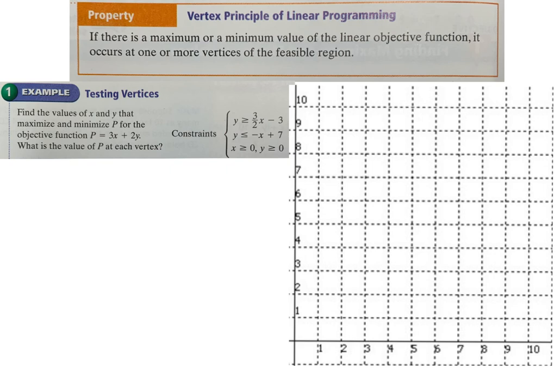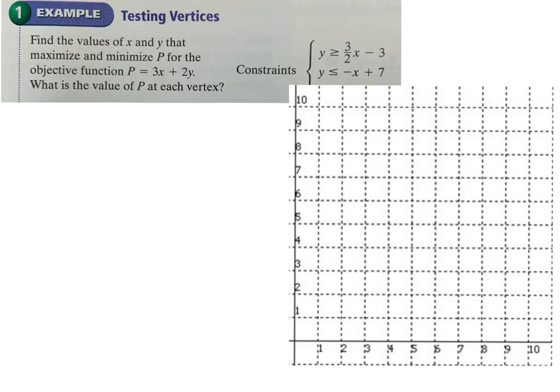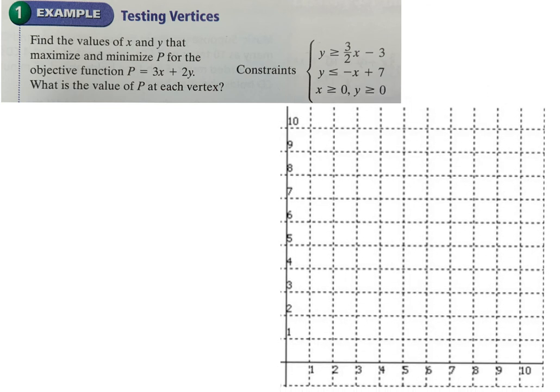It says, find the values of x and y that maximize and minimize p for the objective function p equals 3x plus 2y. So right there they hand us our objective function. We do not graph our objective function. It just sits there until the very end, okay? The objective function is what you're trying to maximize or minimize. So find what that is and just set it aside, all right? Then they have given us our constraints.